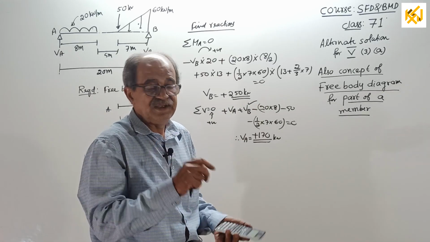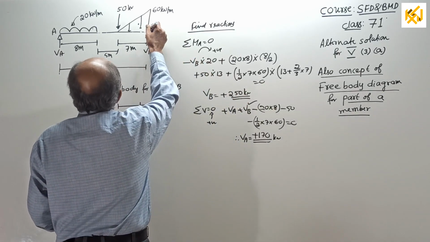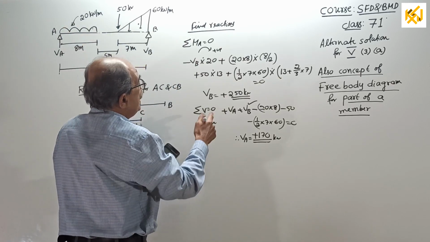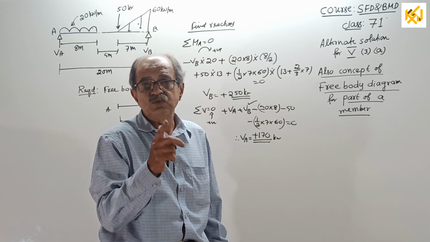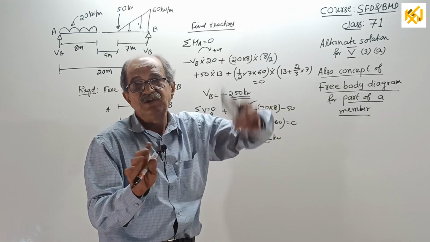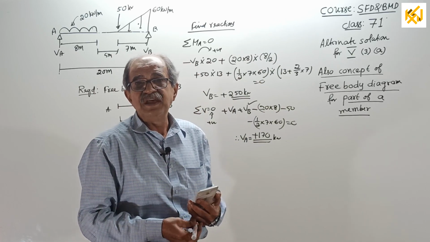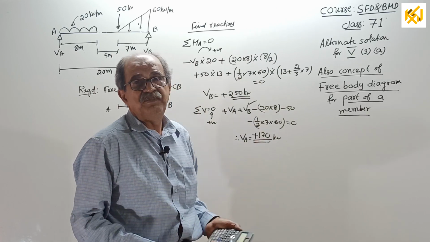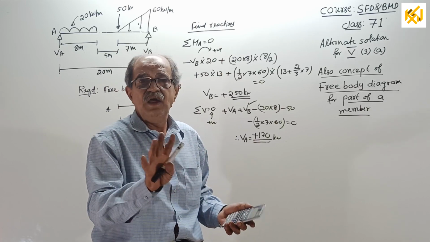Still, for the safer side, I will change this one. I will take moment about B now, to first get VA instead of VB. This is going to be one of the super questions asked by me later as a brain teaser. Not now, wait for some time. For those who want to think, there is a beautiful concept about taking moment about 2 points. That I will tell later.